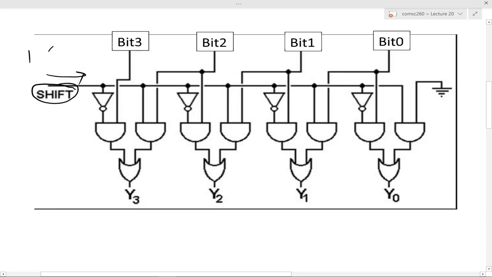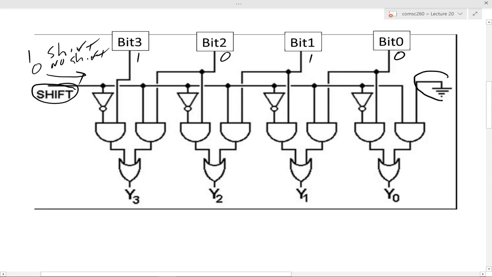1 means shift, 0 means no shift. Let's put some simulated bits in here. So bit 3 will be 1, bit 2 will be 0, bit 1 will be 1, bit 0 will be 0.